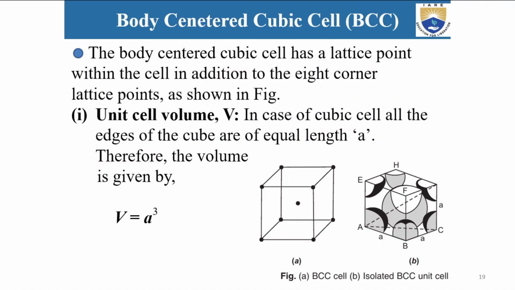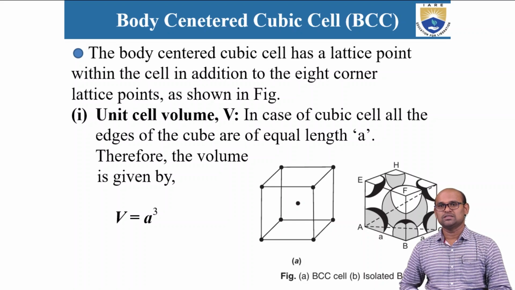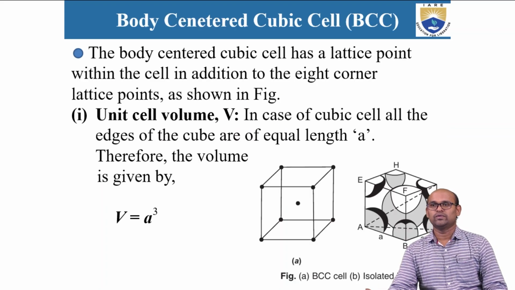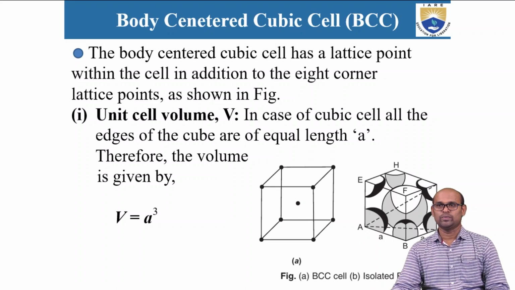Okay. So, we know that cubic crystal has three different types of Bravais lattices: simple cubic, body-centered cubic, and face-centered cubic. In the earlier presentation, I discussed the structure and packing fraction of simple cubic crystal, and now we will discuss the structure and packing fraction of body-centered cubic crystal.